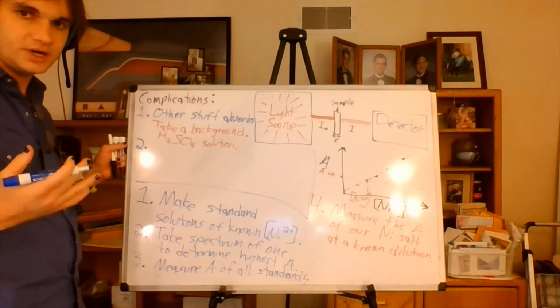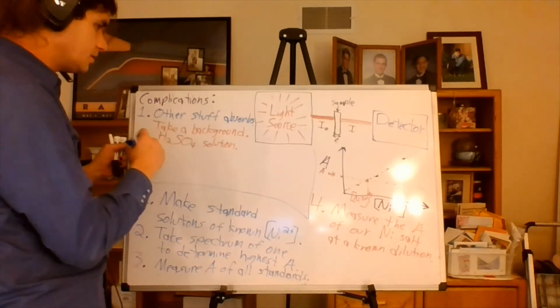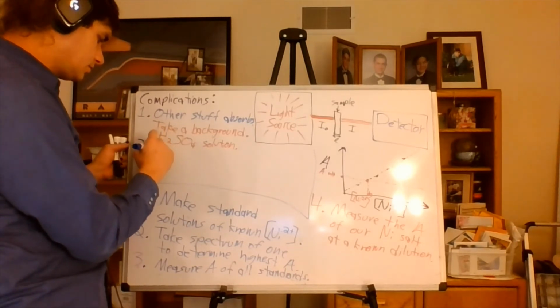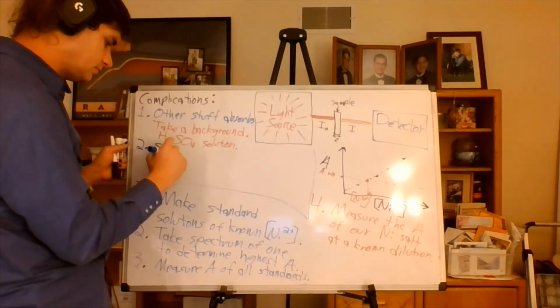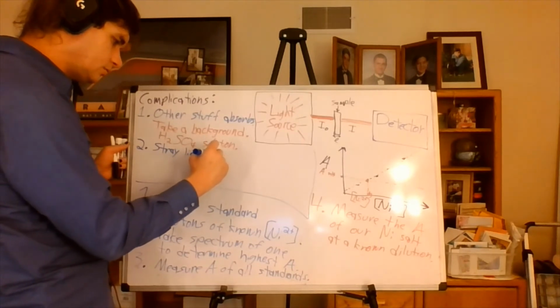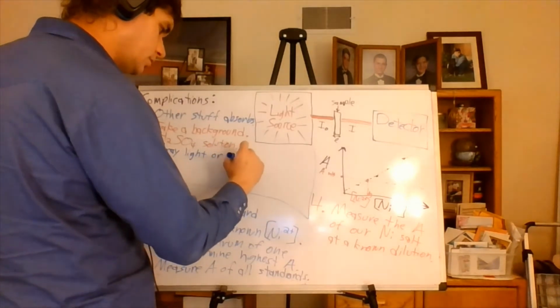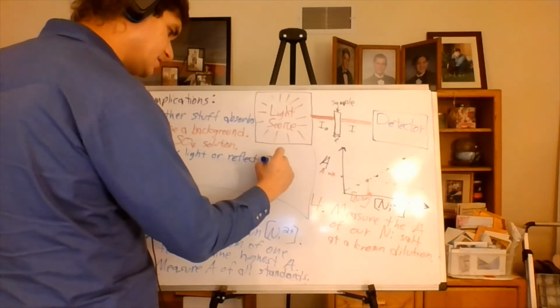The second possibility for things that can go wrong is stray light, or reflected or scattered light.